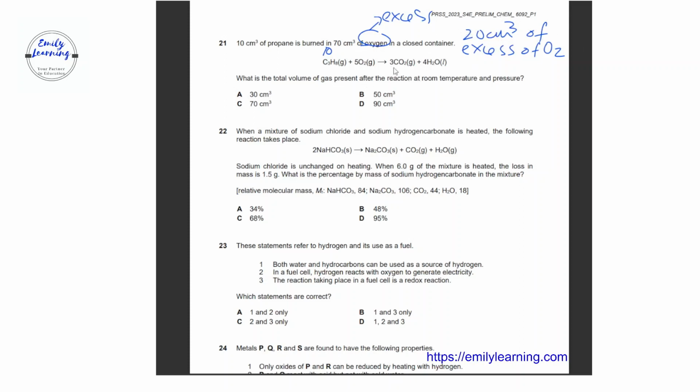So we know that at the end of the day, we have 20 cm³ of oxygen. Next, let's look at the volume of CO2 formed. It will be 30 cm³. Water is a liquid, so we'll ignore it because they only ask us for the total volume of gas present. So we know that 30 cm³ of carbon dioxide is produced, 20 cm³ of oxygen is left. So in total, we have 50 cm³ of gas present after the reaction is complete. So the answer is B.